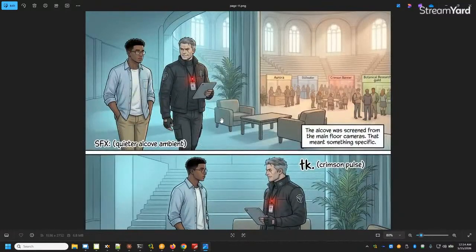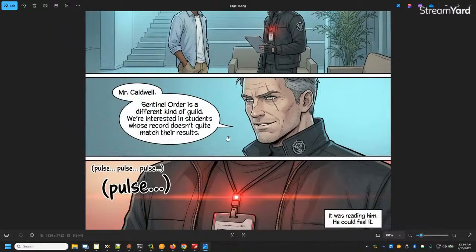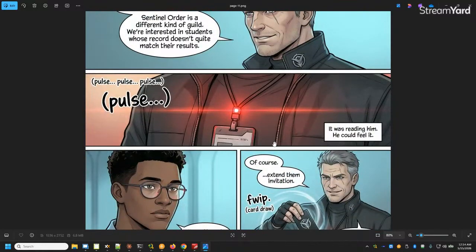Yeah, that's what my guess is. The alcove was screened from the main floor cameras. That meant something specific. It's Caldwell. Sentinel Order. Sentinel Order is a different kind of guild. We're interested in students whose record doesn't quite match their results. It was reading him, he could feel it.